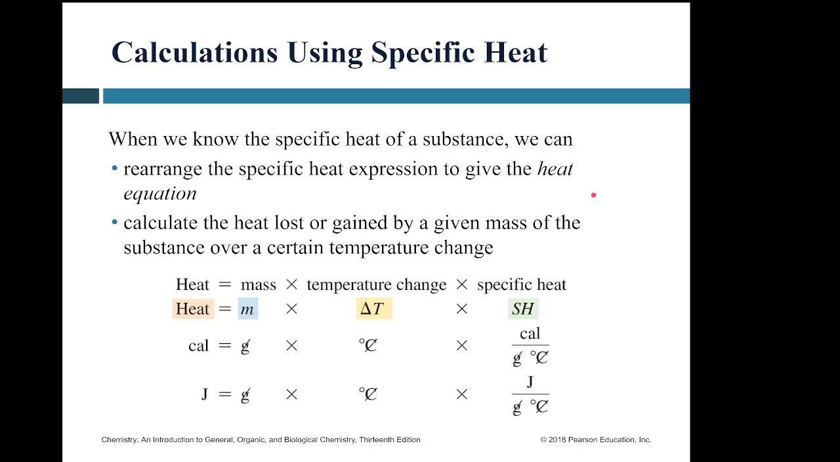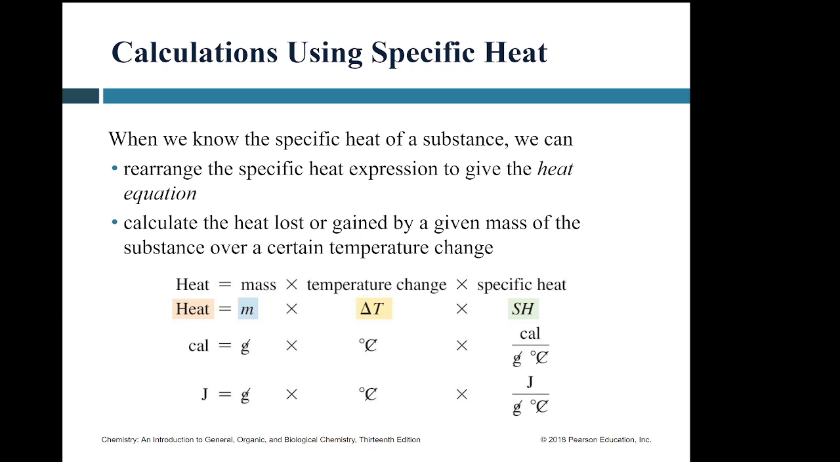When we know the specific heat of a substance, we can actually rearrange the specific heat expression, and this would give us the heat equation. Remember what I was talking about? Literally, the calorie definition is the specific heat of water. That's because they're actually the same equation, they're just rearranged. Okay? One leads into the other.